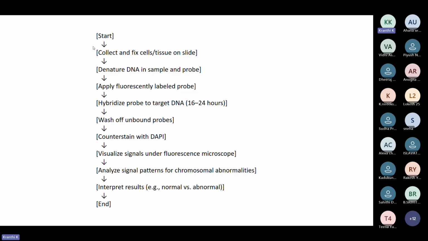See, these are the steps. First you collect and fix the cells or tissue on the slide, and then denature. Then apply the fluorescent labeled probe. Then hybridization will happen within 16 to 24 hours. Then wash off. Then counterstain with DAPI. Sometimes already hybridized probes are there, and then you counterstain to get more fluorescent effect. Then visualize the signals under a fluorescent microscope, analyze the signal patterns, and interpret the result as normal or abnormal.